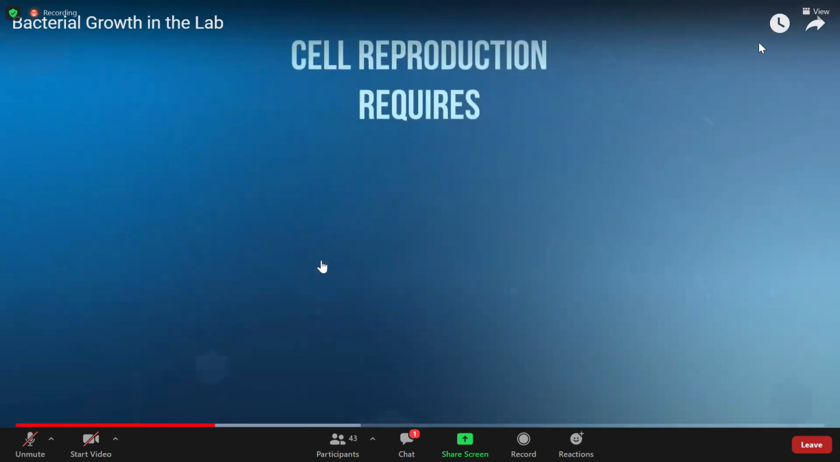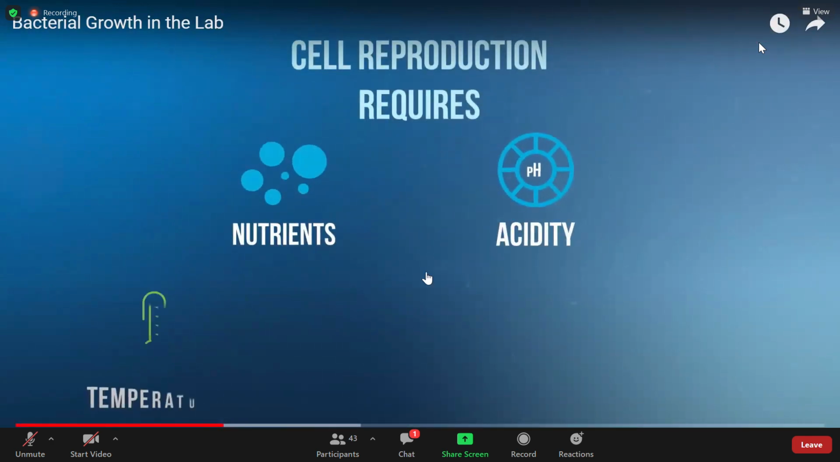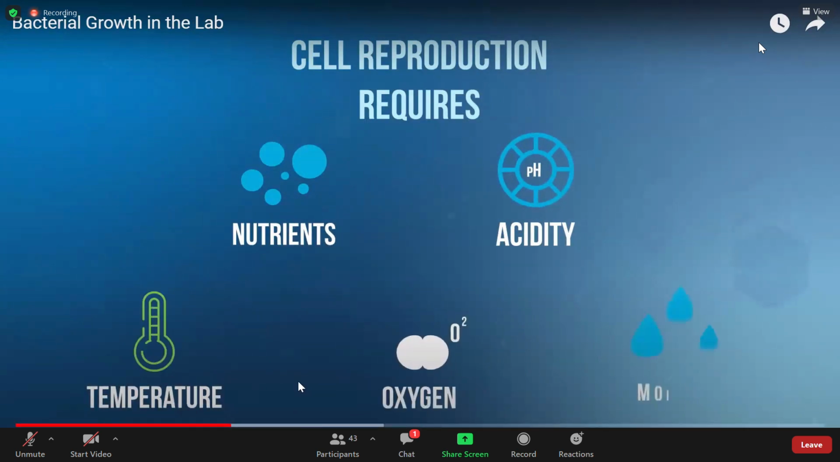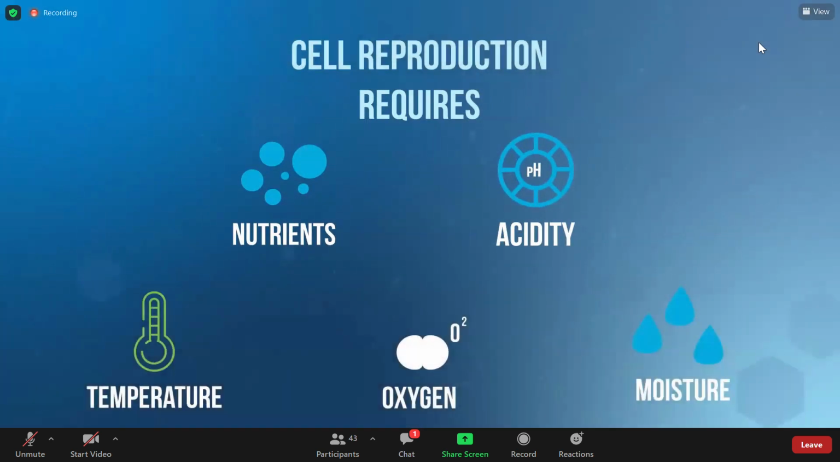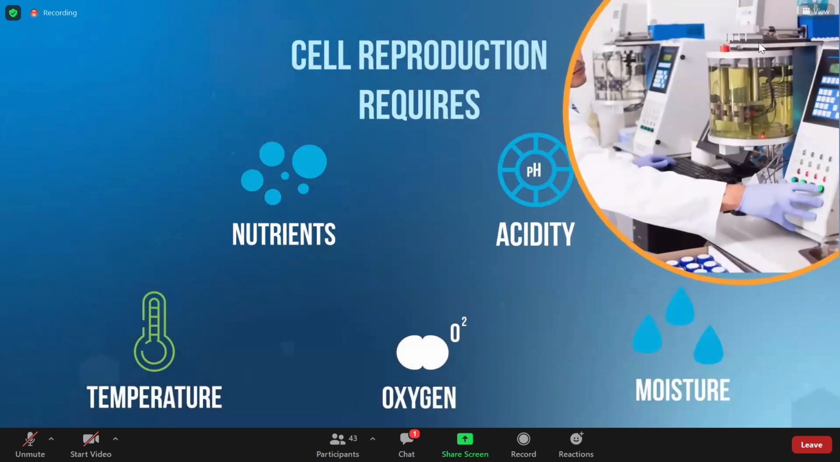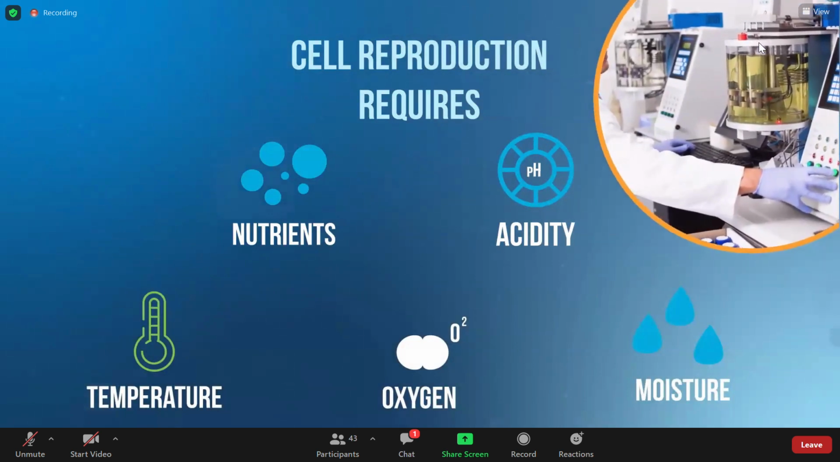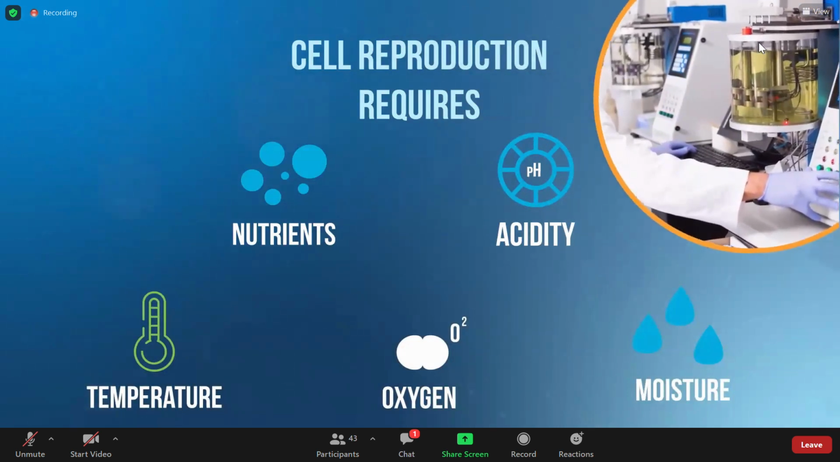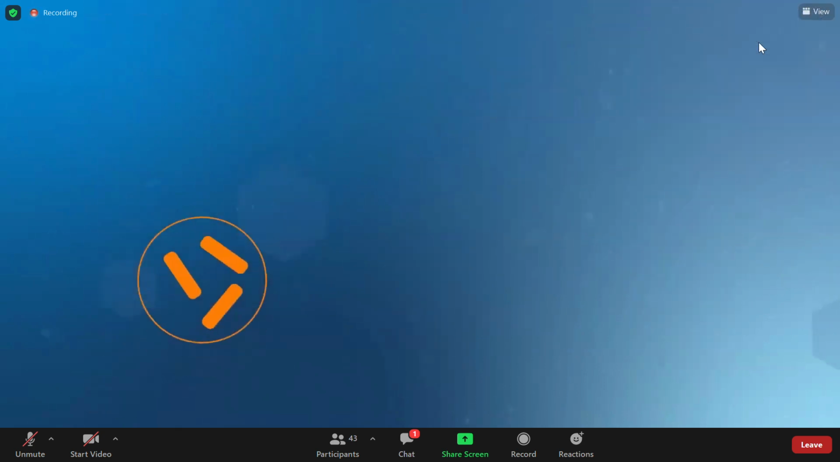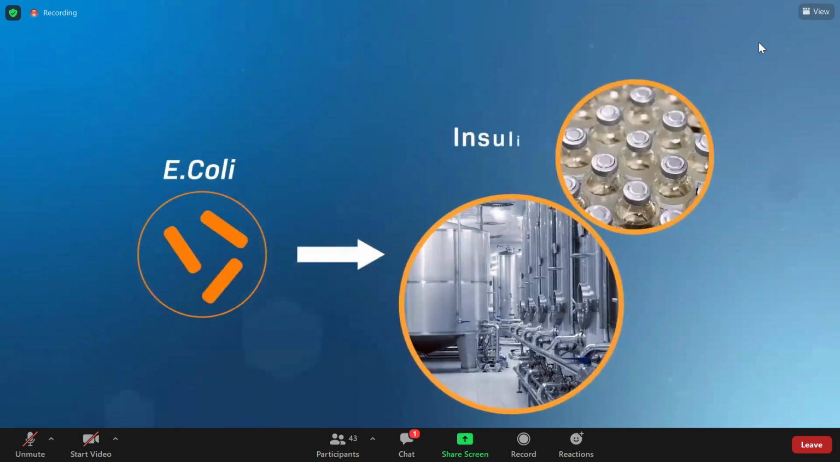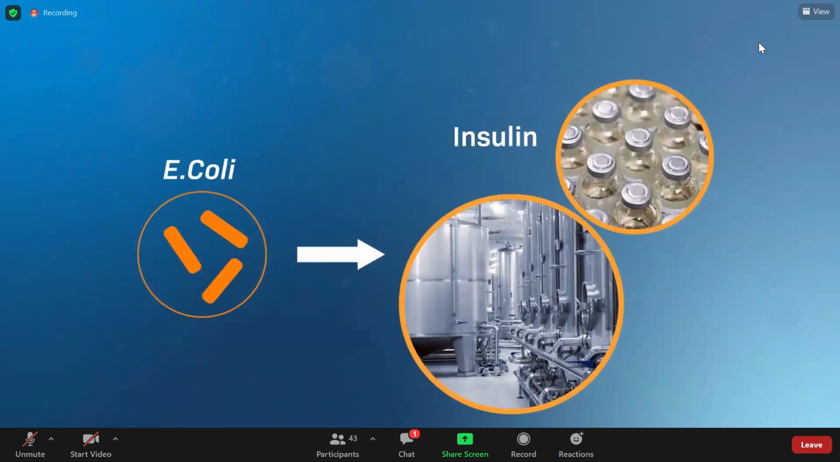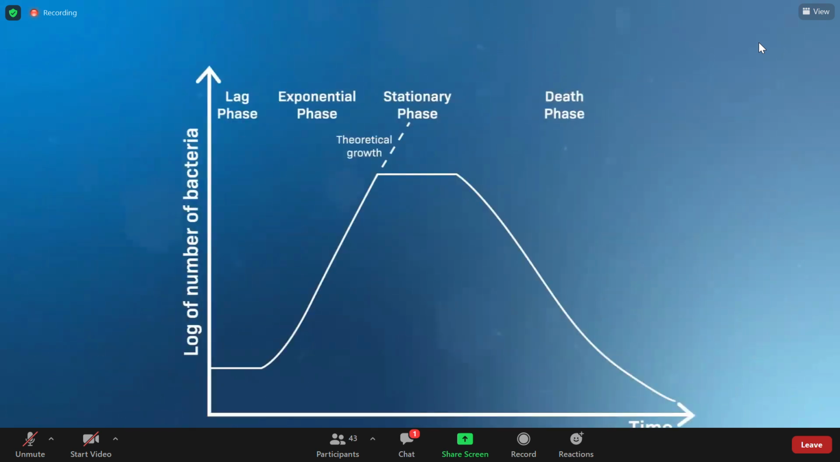For cell reproduction to occur, cells need to have the right nutrients. Influencing factors include acidity, temperature, oxygen and moisture. These conditions are easily controlled in a lab, making bacteria a popular choice for large-scale protein production. For example, E. coli are used to produce large amounts of insulin for diabetic patients.